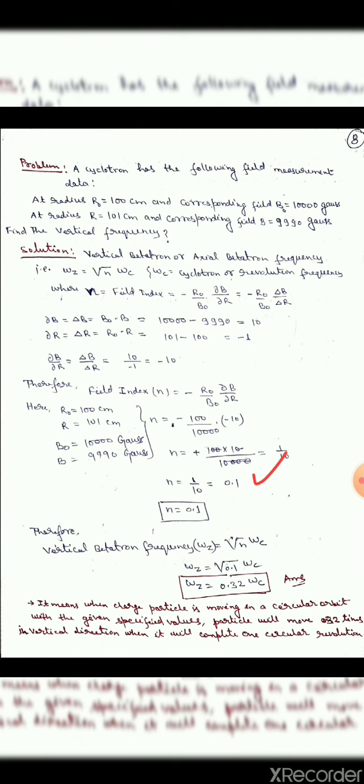So the vertical betatron frequency, if you find out omega z, that is the square root of n into omega c. So square root of 0.1 into omega c. If you take the square root, that will be equal to 0.32 into omega c.